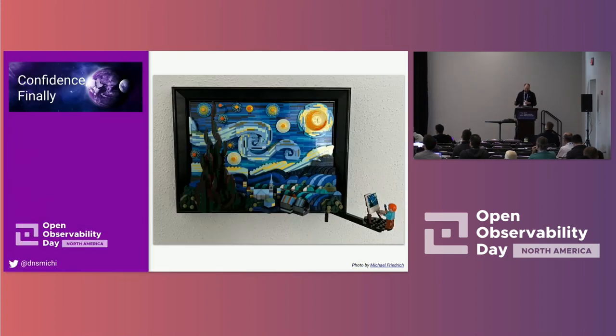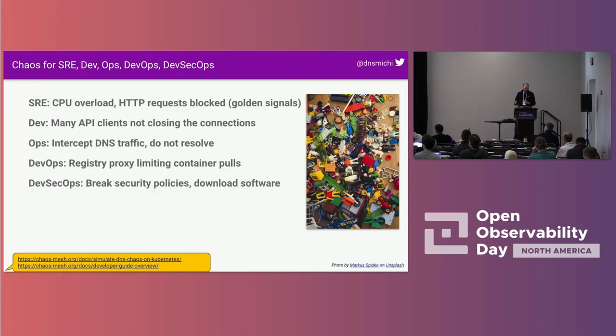Let's see about this. Now, gaining confidence, finally, maybe building some Lego in between. There are different types of chaos experiments for SRE, DevOps, and maybe even DevSecOps, like overloading CPU, failing DNS, clients that are not closing TLS connections, for example, container pulls not being successful because there are rate limits, and even breaking security policies.